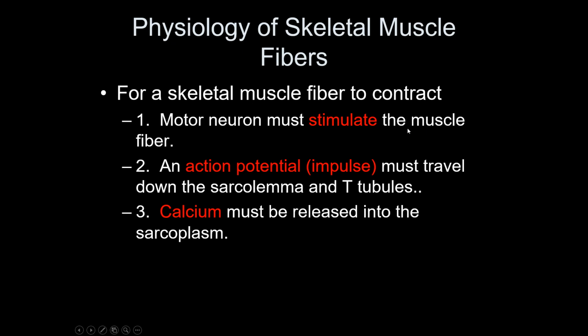Well, that stimulation has to travel down the sarcolemma and down the T-tubules, where we're going to talk to the sarcoplasmic reticulum and tell it to release the calcium. Once the calcium's been released, it's going to find the troponin to pull tropomyosin off the binding site so that myosin can grab actin and then pull. So, in a nutshell, we stimulate, that stimulation travels down the sarcolemma. The whole point of that stimulation was so that we would release the calcium so that we could start the whole contraction process.